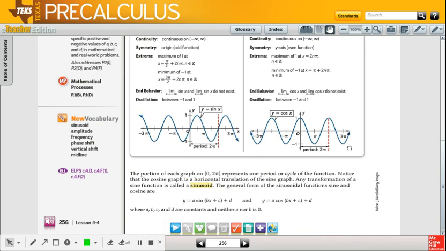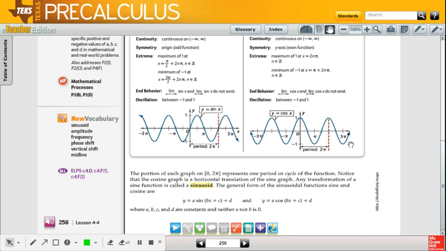Now, there's some small information on the bottom. The portion of each graph, the sine graph and the cosine graph, on 0 through 2π, so basically tying to the unit circle where it's from 0 degrees to 360 degrees, it's the same thing with radians, from 0 to 2π. So when it comes to graphs, it's mainly going to be in radians, not degrees. So keep that in mind. I think you should highlight that information.